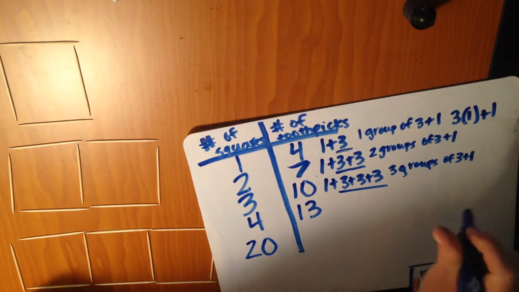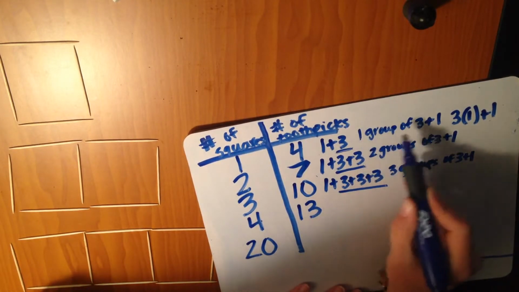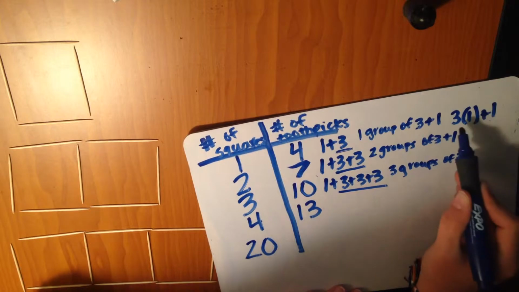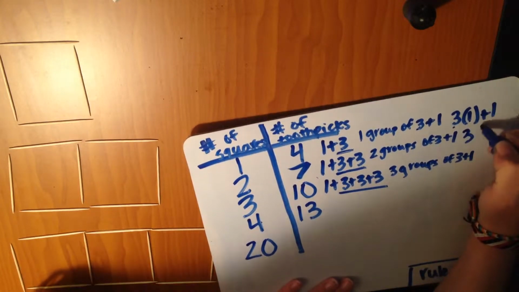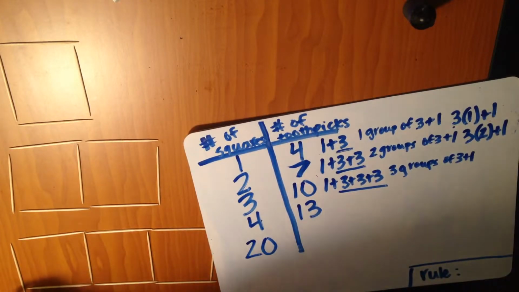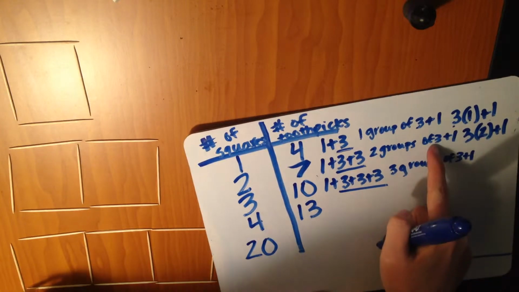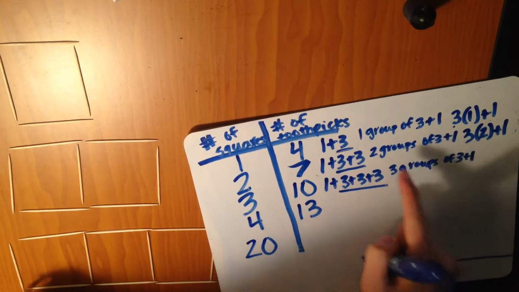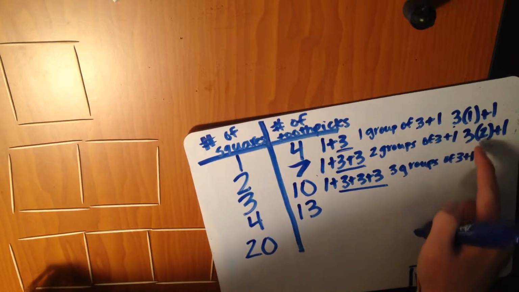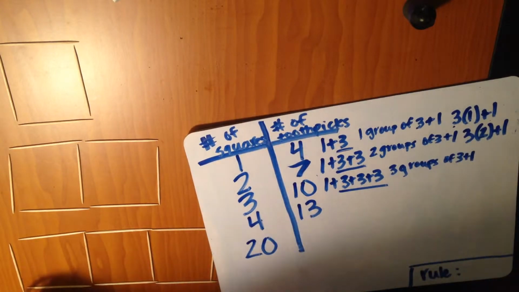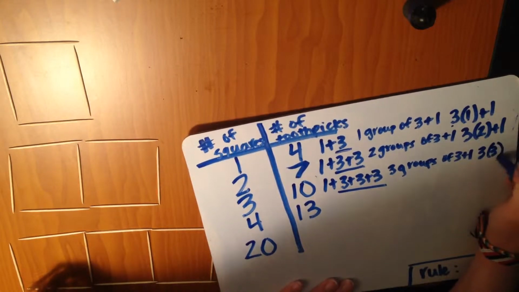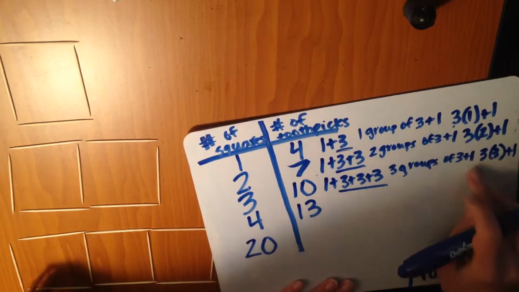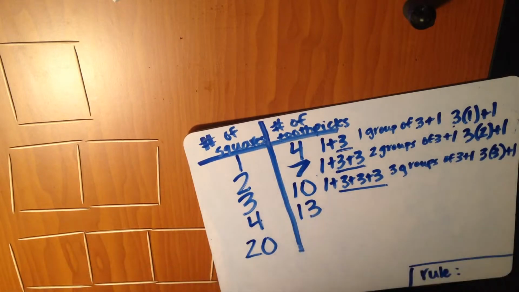And the reason it's this way is because I have one group of 3. Okay, here I have 3 times 2 plus 1 because I have 2 groups of 3 plus my 1. Alright, and here I have 3 groups of 3 plus 1.